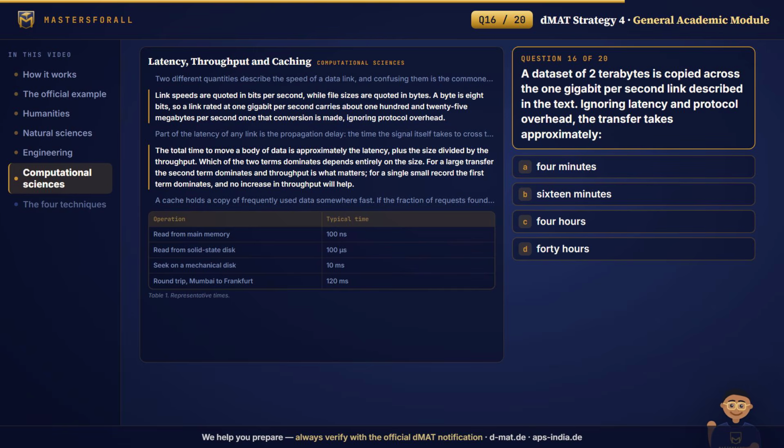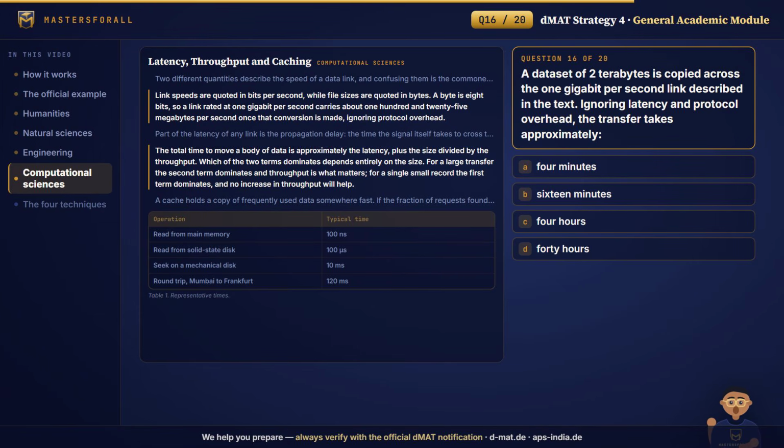Question 1. A dataset of 2 terabytes is copied across the 1 gigabit per second link. Ignoring latency and overhead, the transfer takes about A. 4 minutes, B. 16 minutes, C. 4 hours, D. 40 hours. Type first. 2 terabytes is a large transfer, so paragraph 4 says the size over throughput term is the one that matters, and the answer is a time.